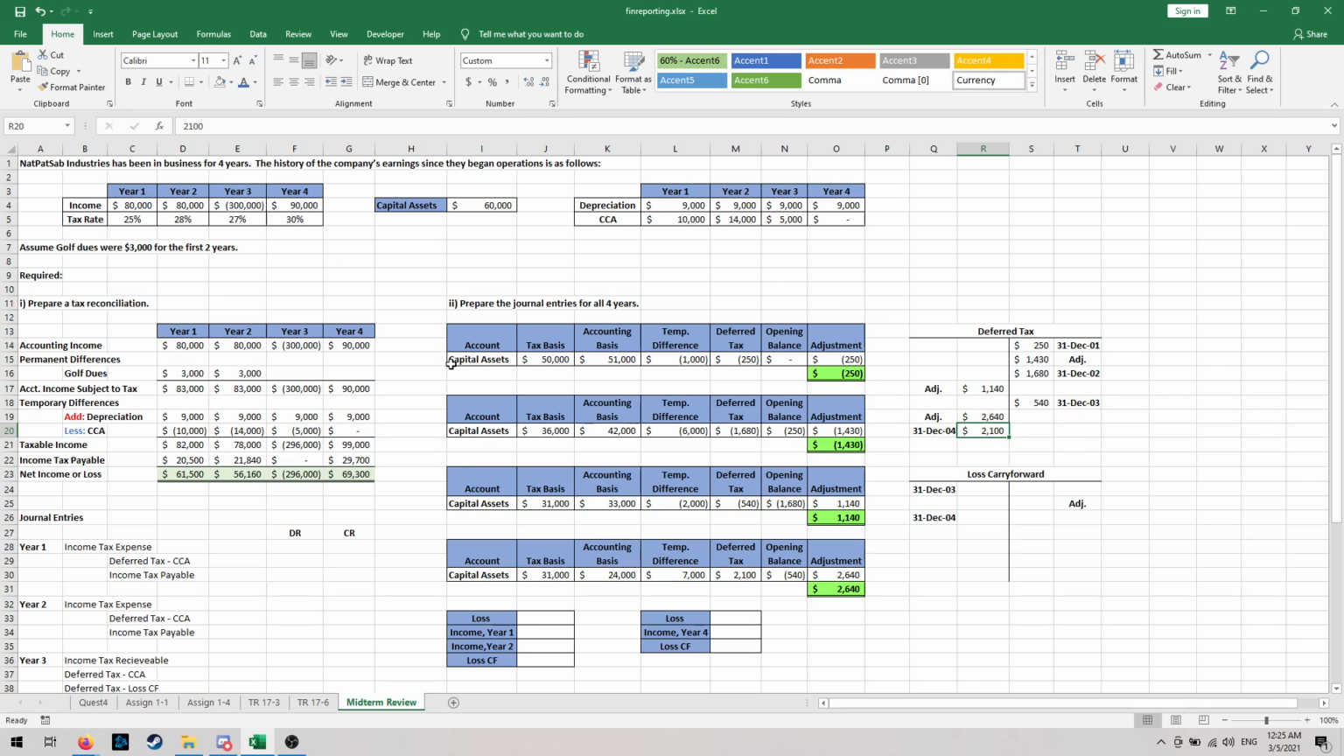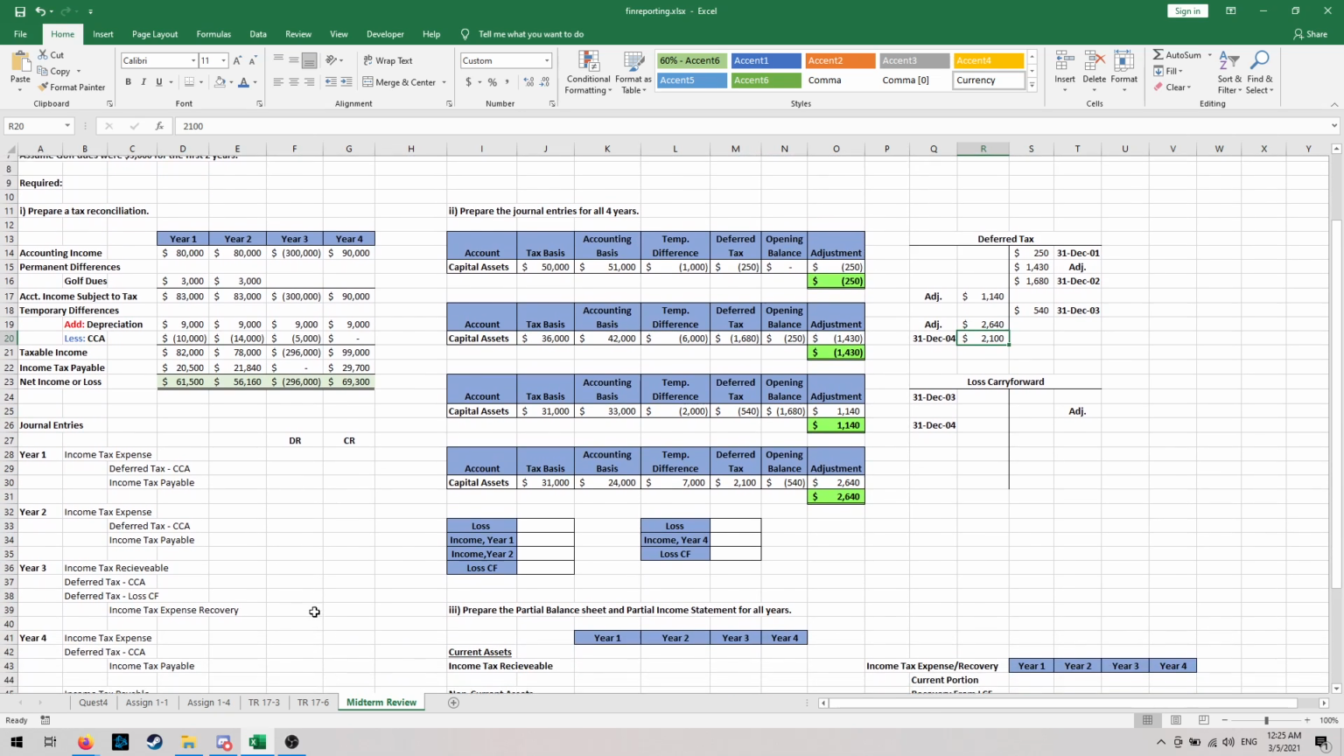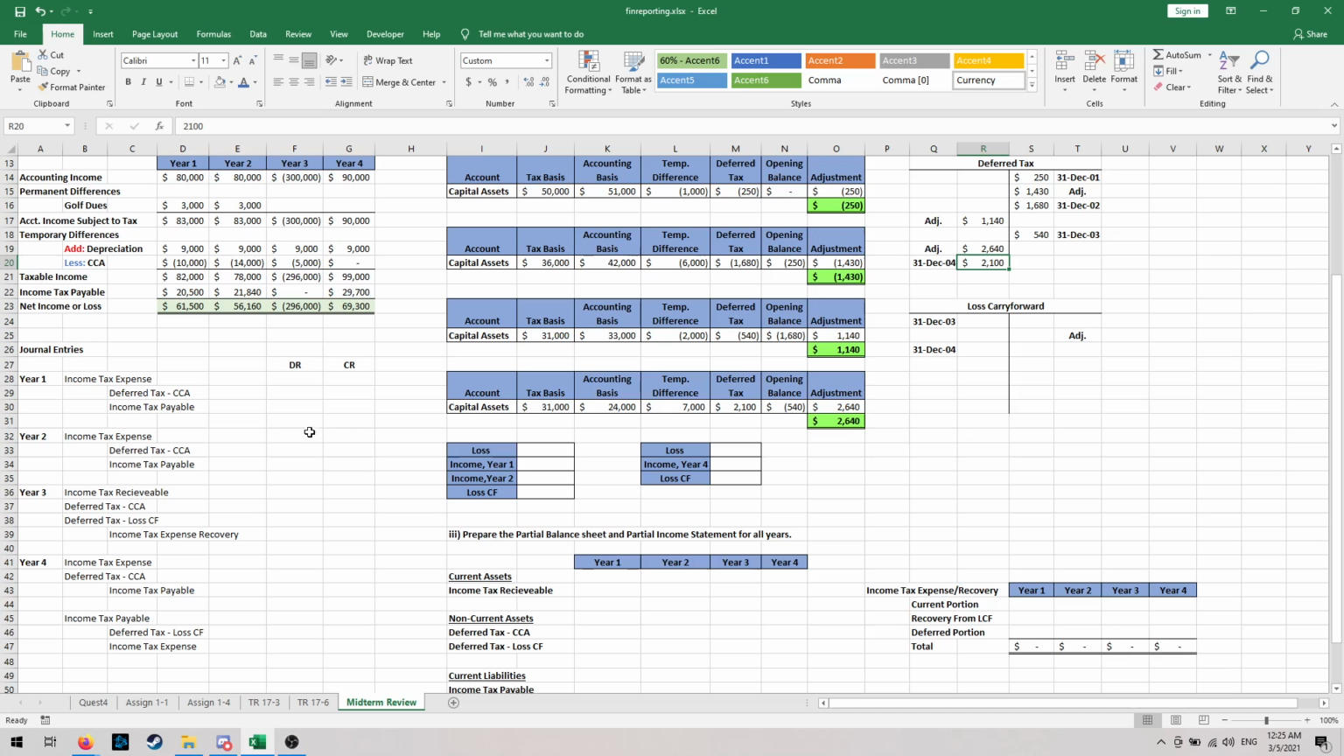So now that we're done all of this, we're going to do our journal entries. The first 2 years are actually pretty simple. We've already figured out our income tax payable. In year 1, it's $20,500. And we've already figured out a deferred tax. It's a credit balance of $250. And we can just sum our credits to get our debits because the income tax expense is a plug. So this is equal to 250 plus 20,500 or 20,750.